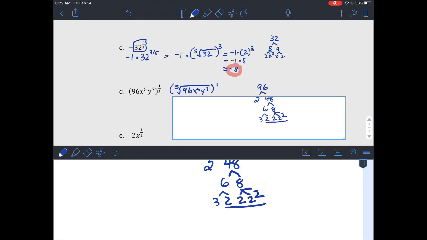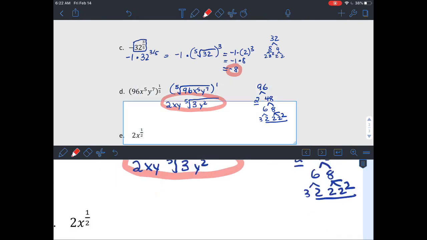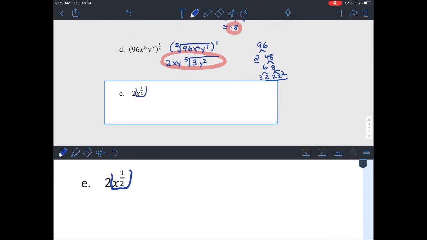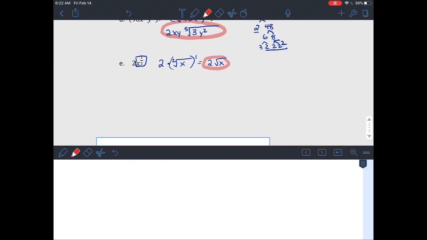Oh, there's 5 2's, so I'll have a 2 on the outside of my 5th root, because I could take the 5th root of 2 to the 5th, 3's left inside, I get x and y on the outside, and then 2 factors of y left inside. Again, careful, the exponent's only with the x, so you'll have 2 times the square root of x to the first, or just 2 times the square root of x.